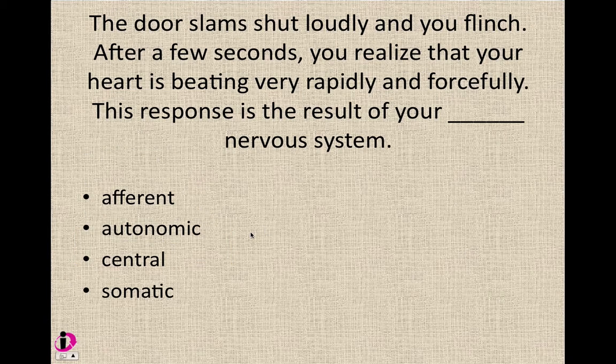Okay, so the door slams shut loudly and you flinch. After a few seconds, you realize that your heart is beating very rapidly and forcefully. This response is a result of your what system?